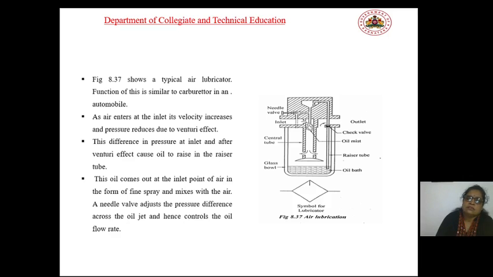As the air enters through the inlet, its velocity increases and pressure reduces due to the Venturi effect. The difference in pressures at the inlet and outlet after the Venturi effect causes oil to rise in the riser tube. Here the oil comes out at the inlet point of air in the form of fine spray and mixes with the air. The function of the needle valve here is to adjust the pressure difference across the oil jet and hence control the flow of oil.